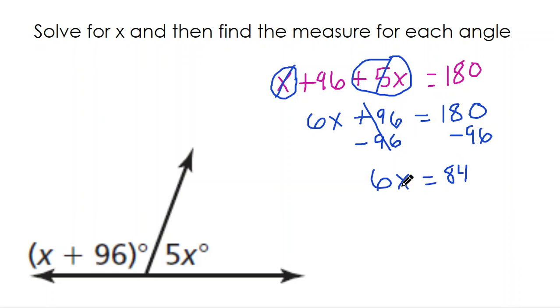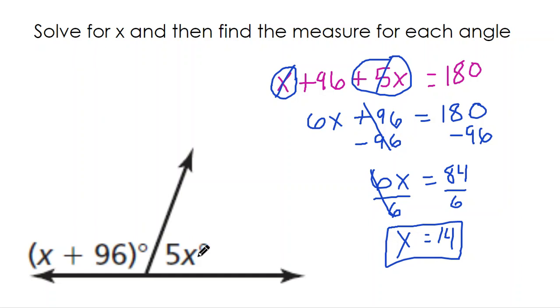So I need to get x by itself still. A number next to a variable means multiply, so I want to divide. So I'm going to divide by 6 to get rid of that and leave me with just x, and do the same thing to the other side. So I want to do 84 divided by 6, and that gives me 14. So x equals 14.